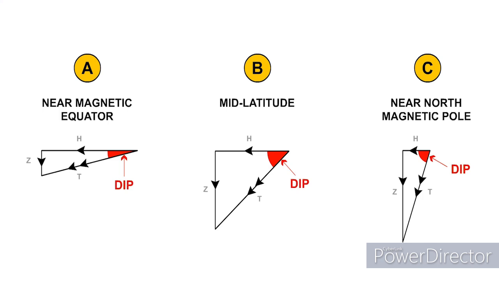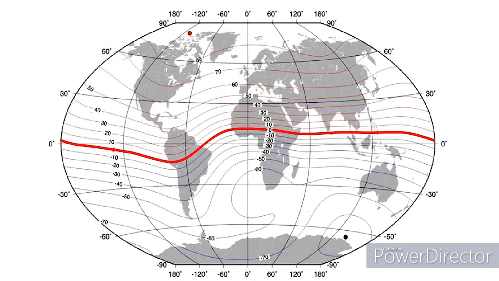Example A has a low dip angle, as it is near to the magnetic equator. Example B has more dip at mid-latitudes, although the angle is acceptable. Example C has a large angle of dip, as it is near to the magnetic pole. The angle of dip is referred to as inclination, and the line of zero dip, the magnetic equator, is referred to as an aclinic line. The magnetic equator can be seen in the image on screen, together with lines of inclination over the Earth.